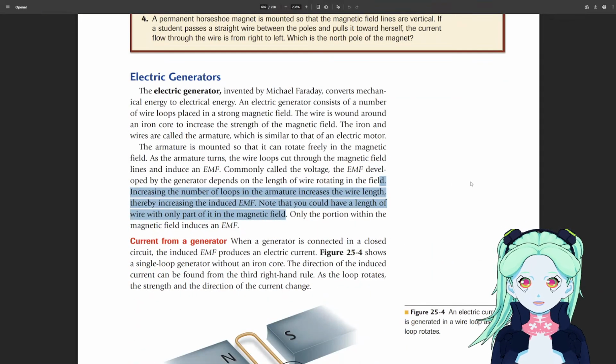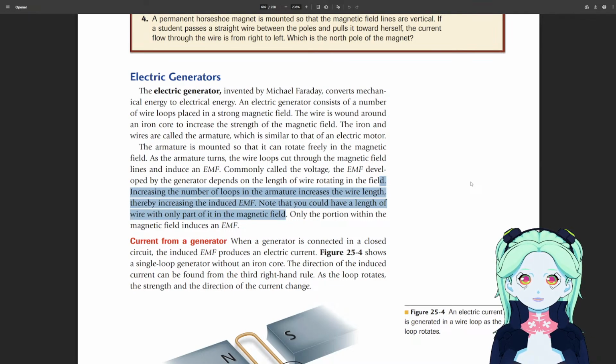Electric generators. The electric generator invented by Michael Faraday converts mechanical energy to electrical energy. An electric generator consists of a number of wire loops placed in a strong magnetic field. The wire is wound around an iron core to increase the strength of the magnetic field.